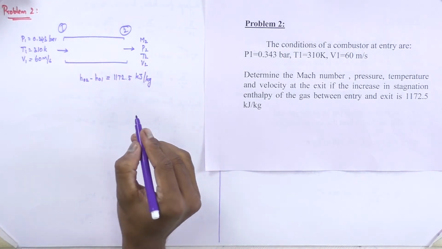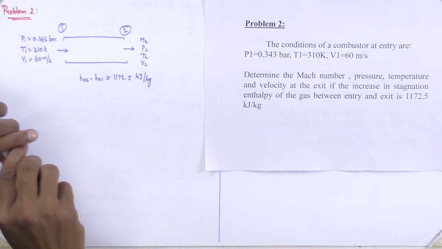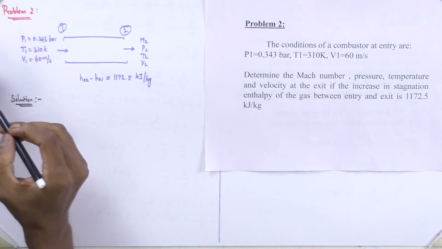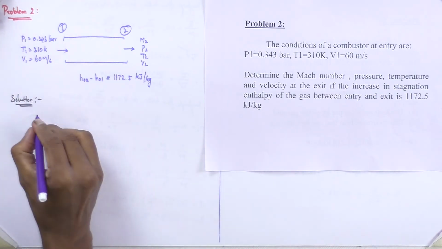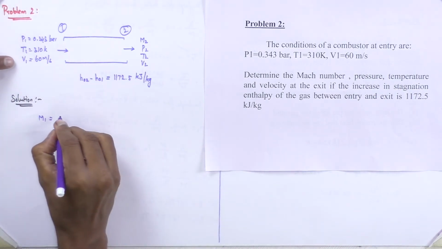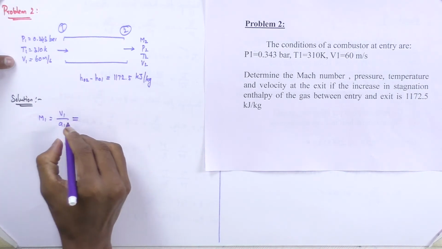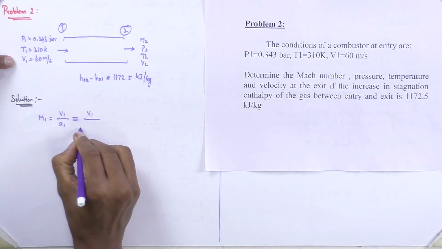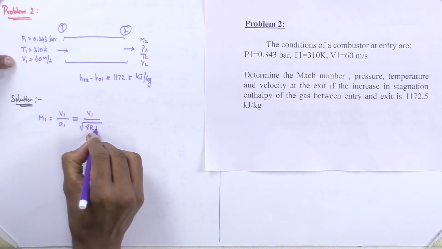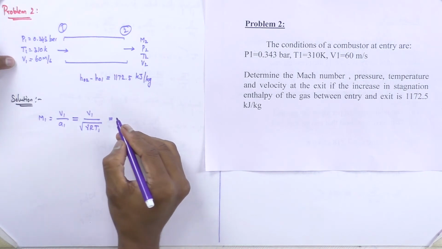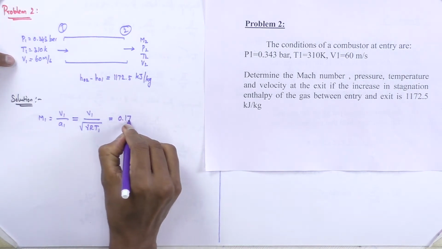Now let us first calculate the inlet Mach number value M1. So this is equal to V1 by A1 from speed of sound relation. This A1 can be written as root of gamma R T1. So after the substitution and calculation we will get this value as 0.17.